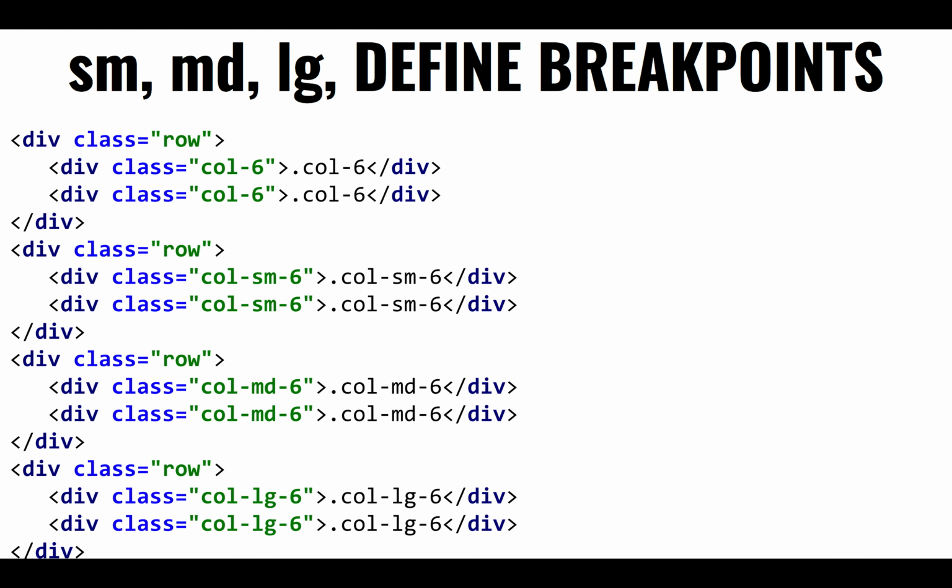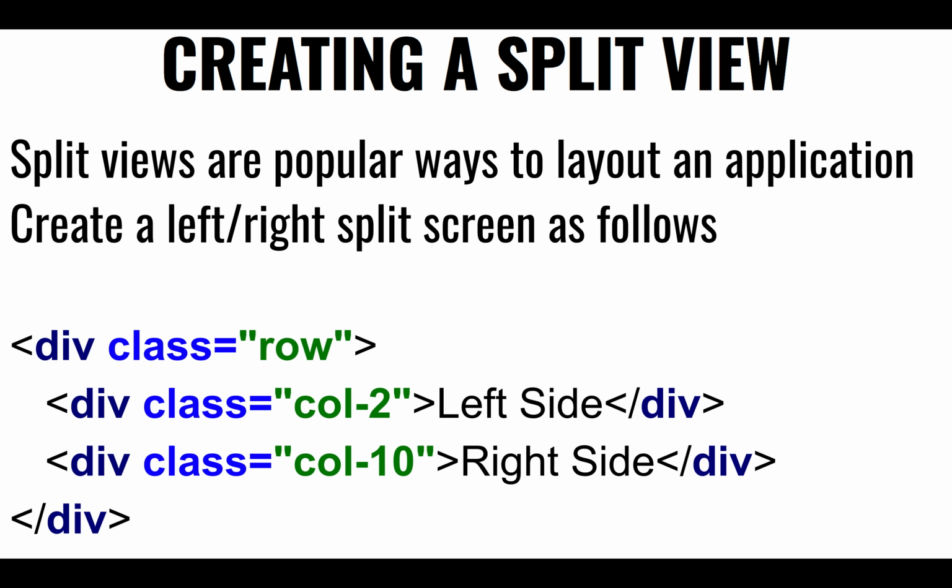Yeah. So let's see. So define breakpoints. Here's a split view, where you have a row and a left-hand side and a right-hand side. When you don't specify the target size, you're leaving it up to Bootstrap. So you're leaving that decision to Bootstrap on whether to just apply the large screen or medium screen. So let's play around with it.